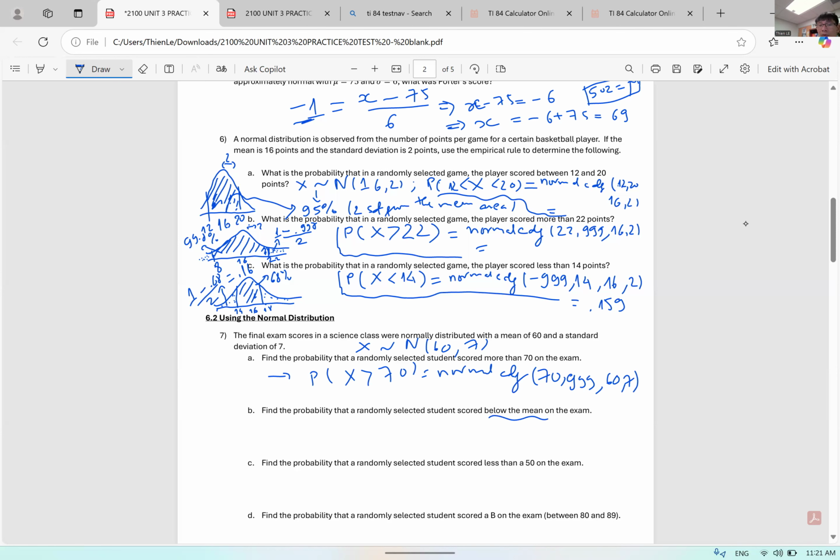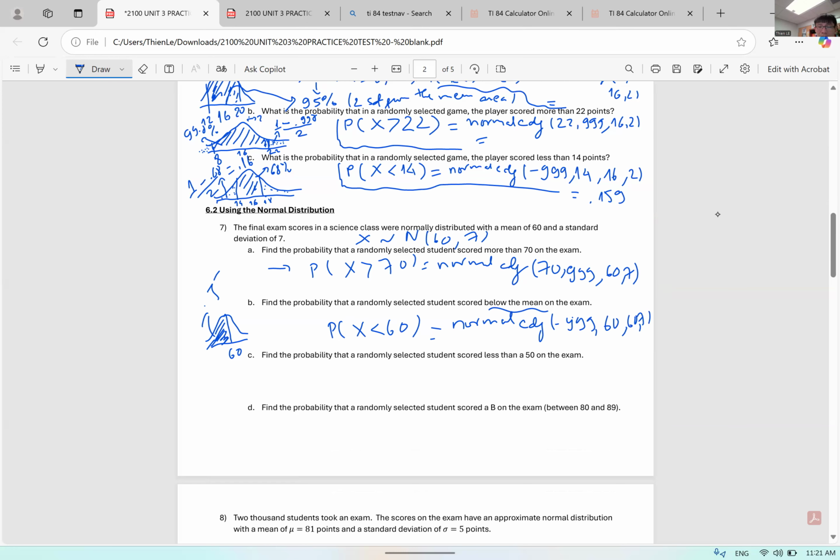Below the mean: the mean is 60, so basically X less than 60. You can do the normal CDF again, or you can just look at the property of the normal distribution. It's symmetric around the mean, and the total area under the curve is 1, which means below the mean and above the mean are equal, so each is half. You can also, for sure, just naively apply the normal CDF as well. But if you know the property, you can say it right away, and you don't need to insert the normal CDF function in your calculator.